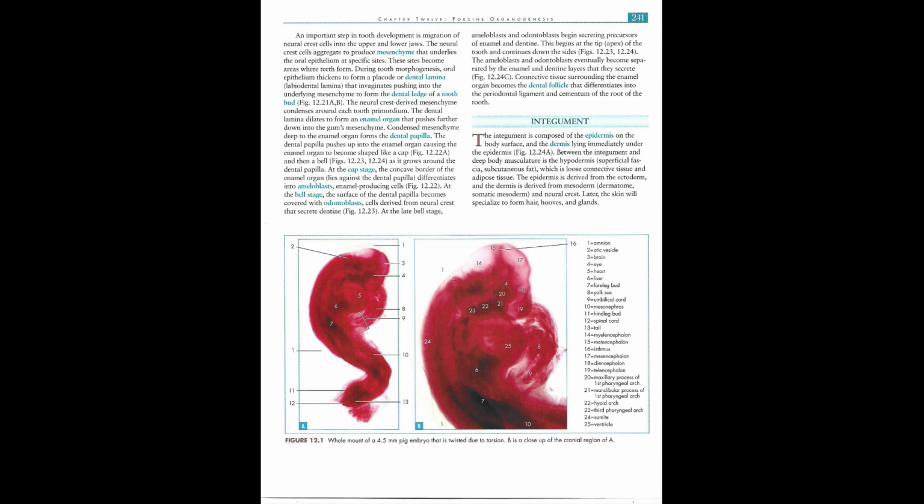Integument. The integument is composed of the epidermis on the body surface, and the dermis lying immediately under. The epidermis, Fig 12.24a. Between the integument and deep body musculature is the hypodermis, superficial fascia, subcutaneous fat, which is loose connective tissue and adipose tissue. The epidermis is derived from the ectoderm, and the dermis is derived from mesoderm, dermatome, somatic mesoderm, and neural crest. Later, the skin will specialize to form hair, hooves, and glands.